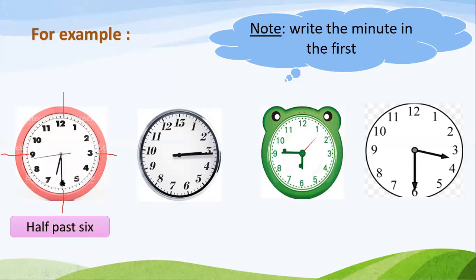Again, the long hand for minutes points to half past, so we write half past. The short hand points between 6 and 7. We will choose the small number for the hours. So it will be half past 6. Let's move to the next one.